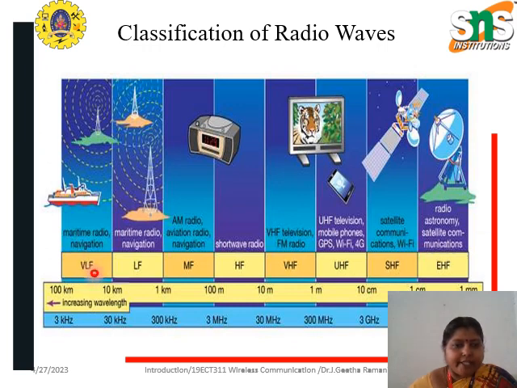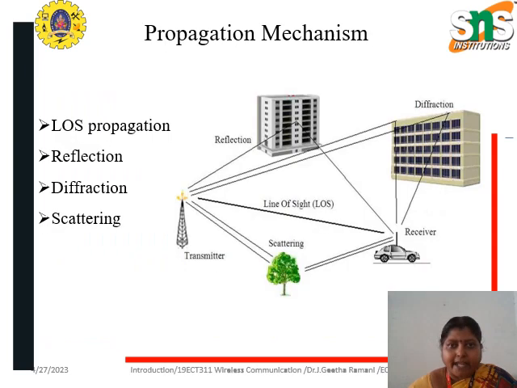So these are the various ranges of frequency from extremely low frequency to extremely high frequency, and their applications in communication, with their wavelength and corresponding frequency ranges. In the low range frequencies we are using for radio propagation and navigation, whereas in the middle range we are moving to television, FM radio and Wi-Fi, GPS, 4G, and the higher range we are using for satellite communication and radio astronomy applications. So these are the classification of radio waves and their applications on different bands.